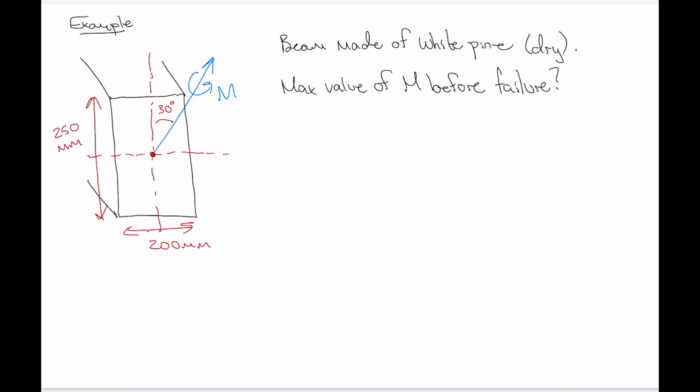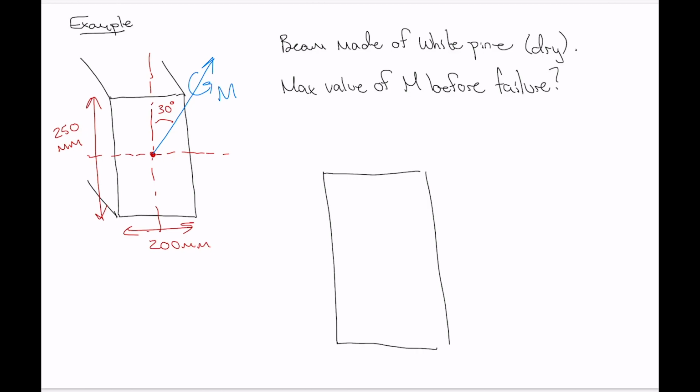All right, so whenever you get an off-axis moment, just do your vector decomposition and think about the effects of the x and y components separately. So let's just sketch that beam again, and I'll just sketch the cross section in 2D like that.